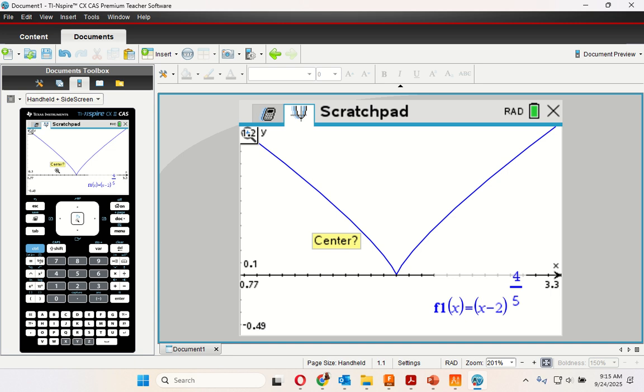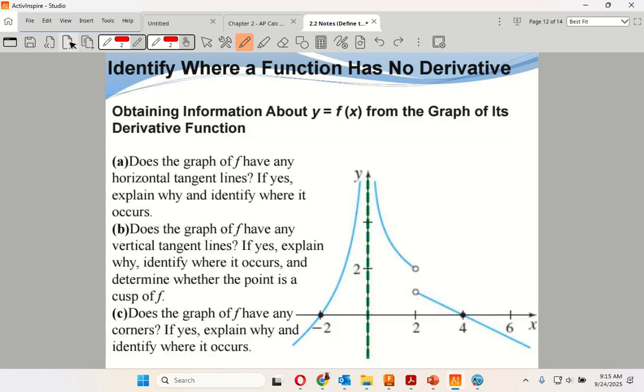So let's see. All right, information about this from its graph. So does the graph have any horizontal tangent lines? Horizontal means left and right. Okay, does this graph have any horizontal tangent lines? If yes, where? This one? Does it? No. Okay. So what would be the slope of a horizontal tangent line? 0. The slope of a horizontal line is going to be 0.